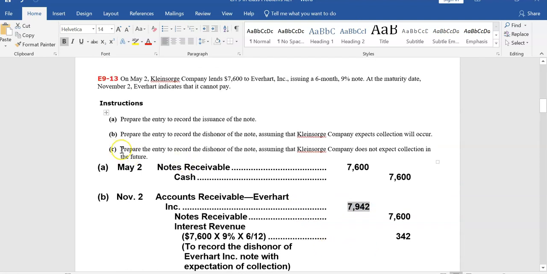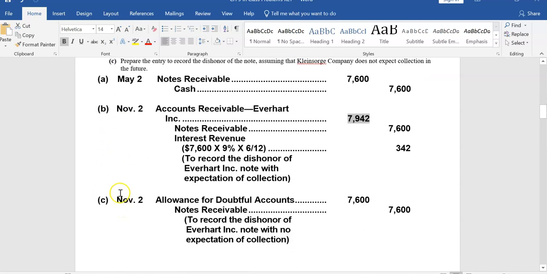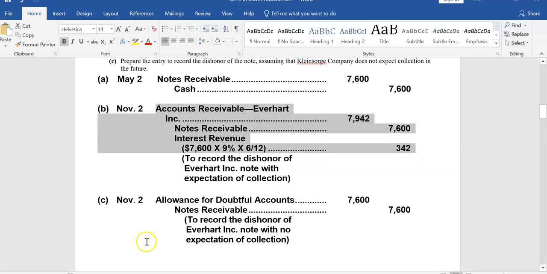So finally, the last scenario, we are going to prepare the entry to record the dishonor of the note, assuming that Klein's Org Company does not expect collection in the future. So essentially, Everhart cannot pay, and Klein's Org is fully aware that they will never be able to collect it. So instead of trying to put it back into accounts receivable, like they did in scenario B, they just said, you know what, we're not going to collect, let's just write it off.